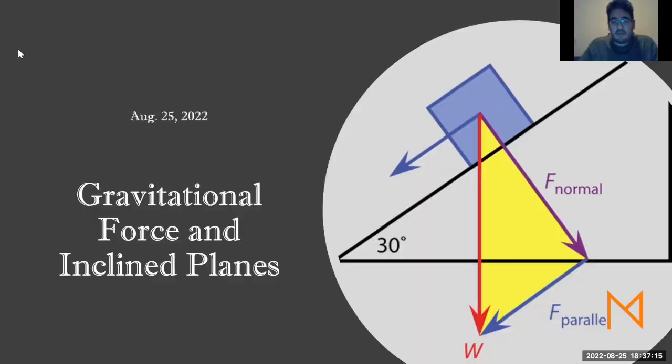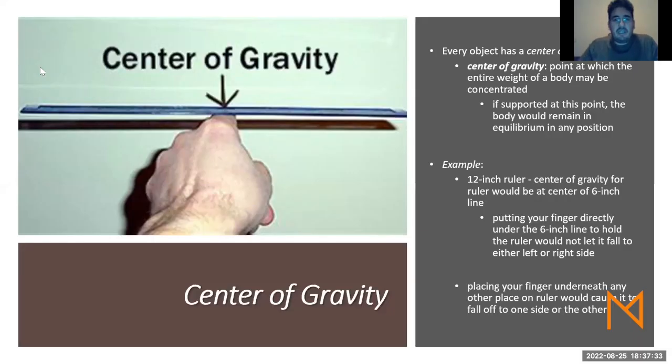we're focusing our efforts now more on how gravity affects things that are on an incline. So this is our first lesson for here. Every object has a center of gravity. The center of gravity is where your entire weight of your object may be concentrated in the middle to kind of balance everything else, if you will. If you support things at this point, the body remains at equilibrium at this position.